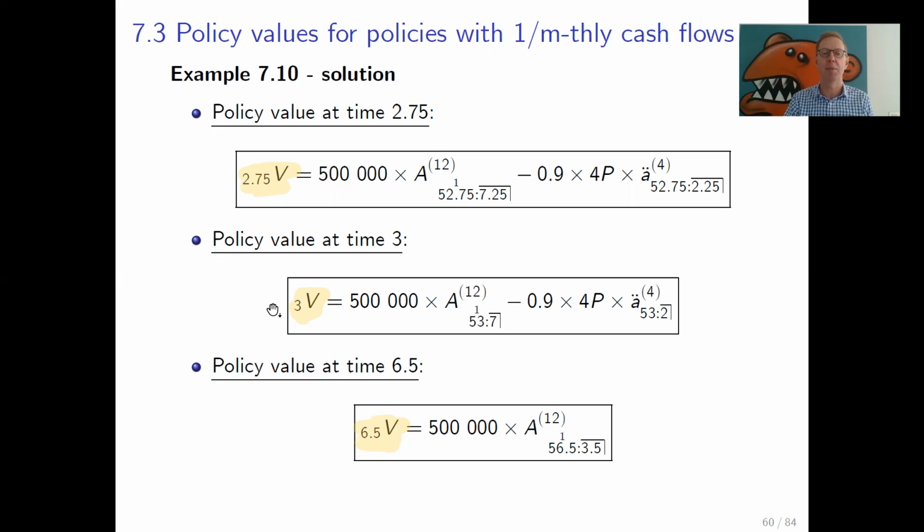The policy value at time 3 is calculated in the same way. It's the actuarial value of future benefits minus the actuarial value of future premiums. Then the policy value at time 6.5 is also similar, except now we are at time 6.5 and the premium payment stopped at time 5. So the policy value at time 6.5 is just equal to the actuarial value of future benefits. As I said, there are no premiums paid anymore, so we get this policy value at time 6.5.